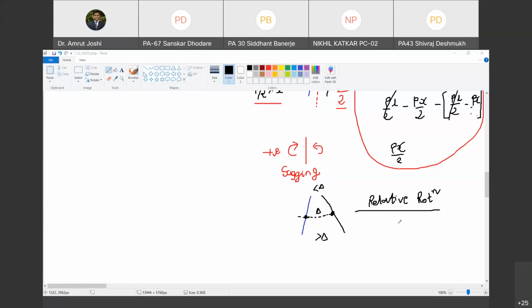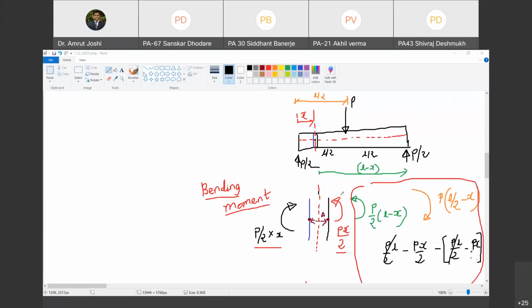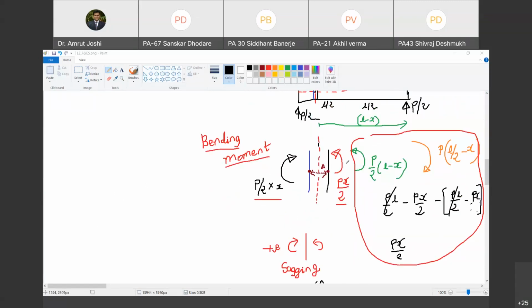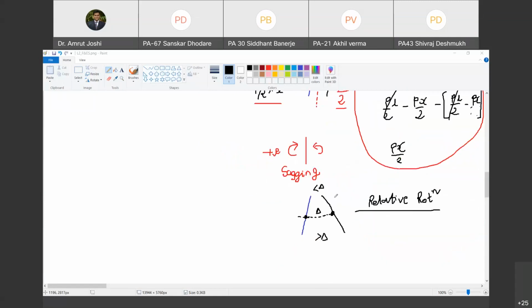Are you with me till this point? Yes, sir. Okay. So therefore, this is relative rotation. Now look at the plane in which this relative rotation is occurring. This relative rotation occurs in the plane of the board, and these two moments also lie in the plane of the board. So therefore, this relative rotation occurs in the plane of bending moment. Do you agree with me? Akhil? Yes, sir. In the plane of bending moment.